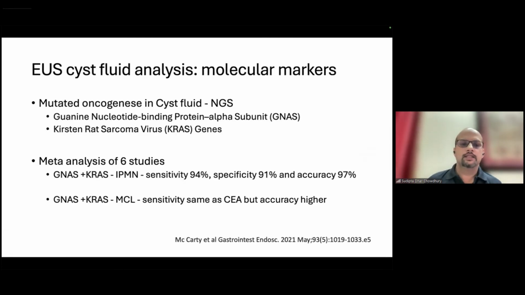What about molecular markers? These are the ones that are used, and I'll discuss the other ones a bit later. Now, with next generation sequencing available, we can look for oncogenes within the cyst, and these include GNAS and KRAS. A meta-analysis of 6 studies has shown that GNAS and KRAS have a high sensitivity for diagnosing IPMN, with a specificity as well as an accuracy of 97%. GNAS and KRAS can also discriminate mucinous cystic lesions, and the sensitivity is the same as CEA, but the accuracy is higher. So definitely GNAS and KRAS have a very high sensitivity and specificity for diagnosing IPMN.